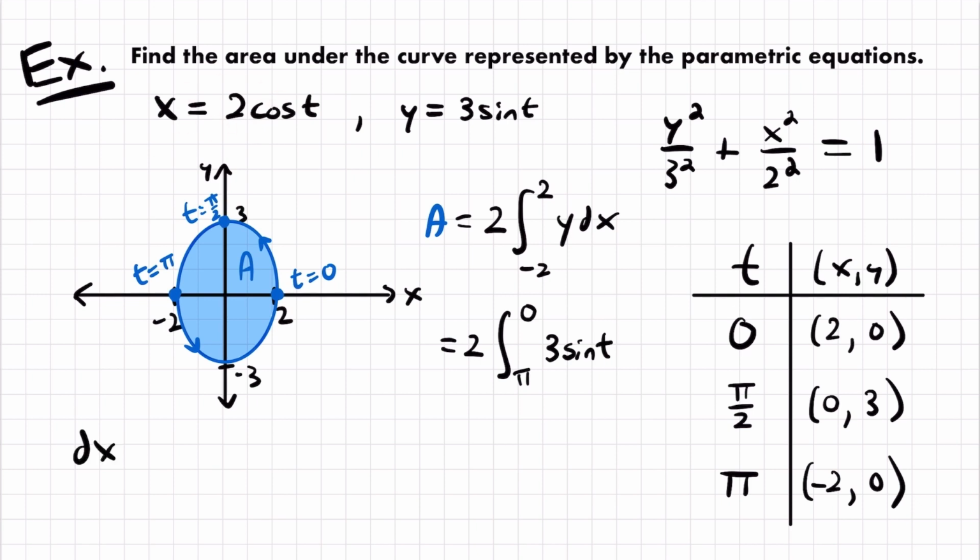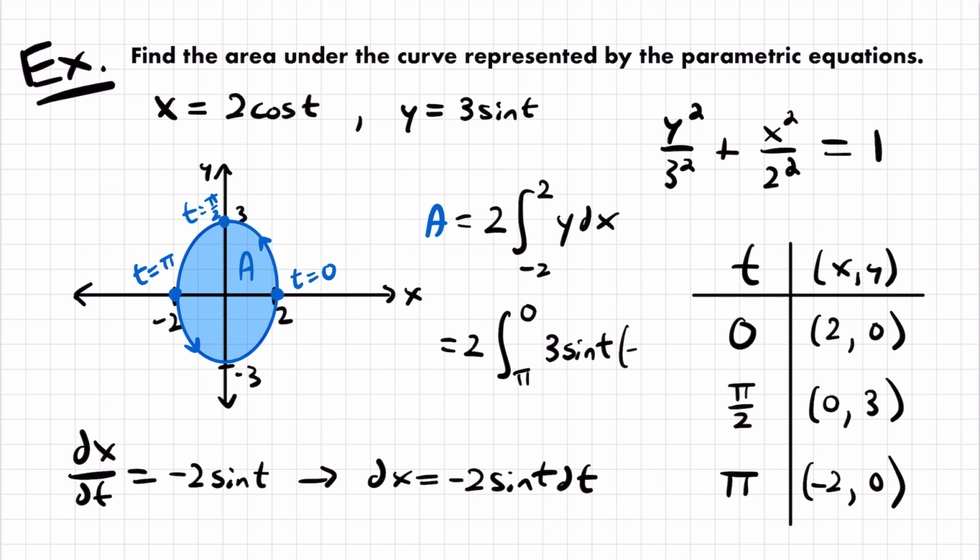If we do that, we'll have dx/dt is equal to the derivative of 2 times cosine t, and the derivative of cosine is negative sine. So dx/dt will be equal to negative 2 times sine t. All right, so dx/dt is equal to negative 2 sine t, but we want to know what dx is equal to, so we want to multiply both sides by dt to solve for dx. And if we do that, dx is equal to negative 2 times sine t times dt. All right, so if we replace dx with what it's equal to, we'll have 3 times sine t times negative 2 times sine t dt.